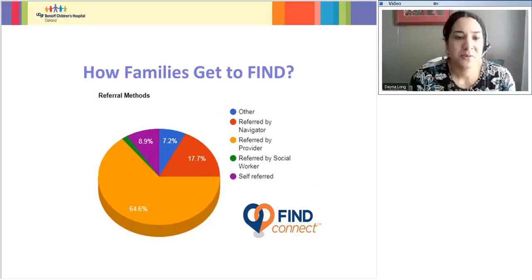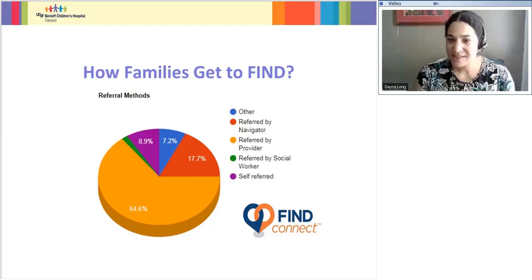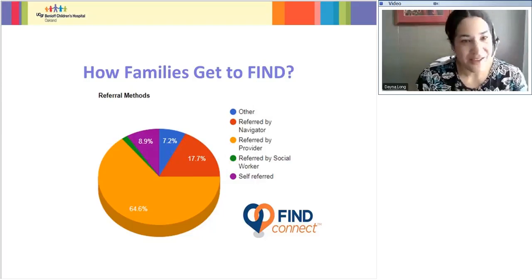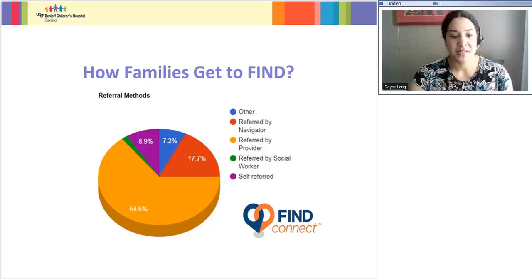So one of the comments was, how do families get to FIND? We actually decided to do a QI project in order to answer this exact question. So we pulled 573 families to ask how they got to FIND. What we found is that well over half, almost 65% of families got to FIND because they were screened and referred by their provider. Otherwise, it was the care coordinators themselves. About 20% of families came to the FIND desk because they were referred by the care coordinator, but the majority are referred by their healthcare provider.